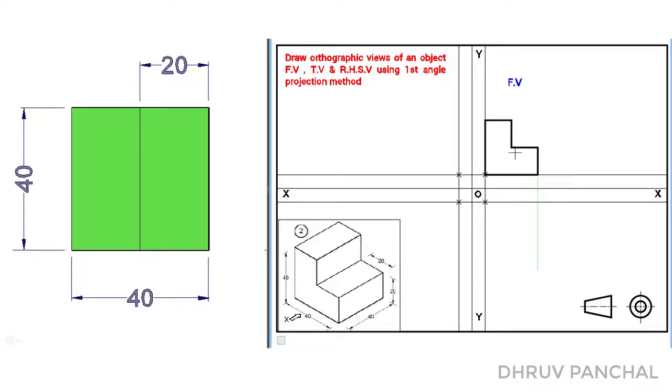Take projections of each point from the front view towards downward direction. From the reference point, draw a 40 millimeter horizontal line. Draw a 40 millimeter vertical line. Draw a 40 millimeter horizontal line. Draw a 40 millimeter vertical line. In the top view, there is one line visible at a distance of 20 millimeters. So draw it also.